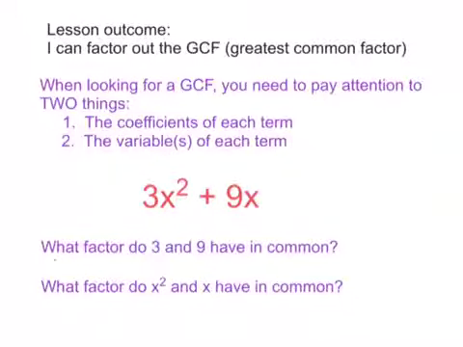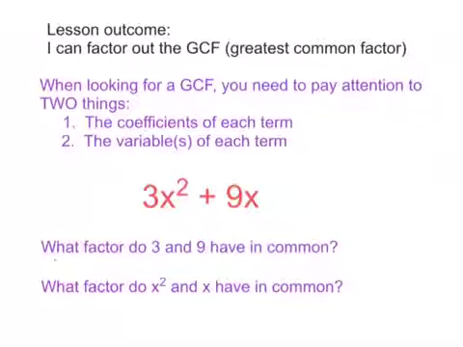The lesson outcome for this video is, I can factor out the GCF, the greatest common factor. Remember that when looking for a GCF, you need to pay attention to two things. First, the coefficients of each term, and number two, the variable or variables of each term. Let's take a look at the example 3x squared plus 9x.